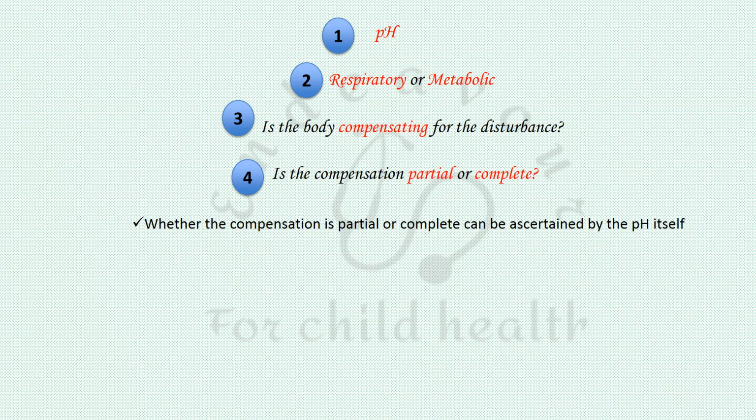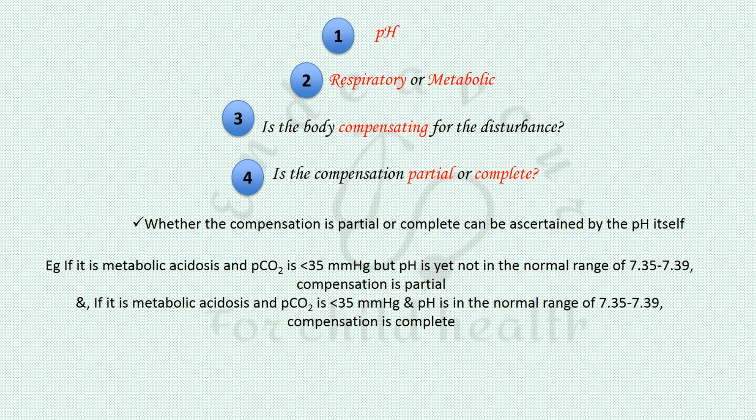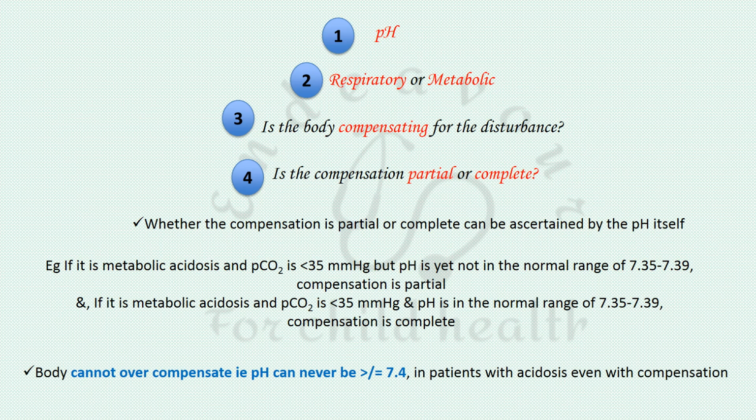So, whether the compensation is partial or complete can be ascertained by the pH itself. For example, if it is metabolic acidosis and PCO2 is less than 35 millimeters of mercury, that is, you know that respiratory compensation is taking place, but pH has yet not reached in the normal range. That is, it is not between 7.35 to 7.39. This compensation is partial. Whereas, if in the same scenario, the pH is between 7.35 to 7.39, the compensation can be considered to be complete.